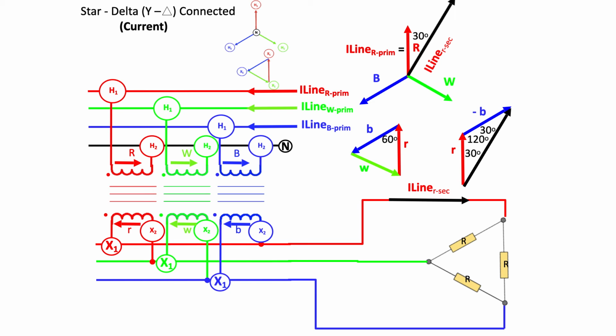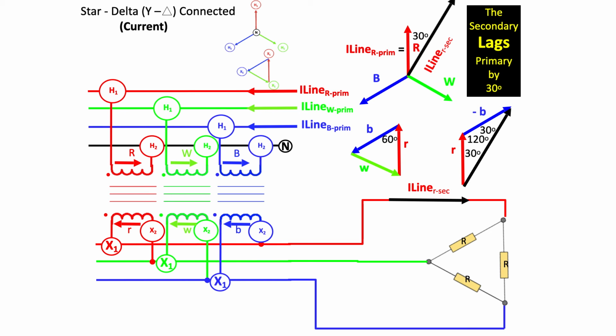However, we can go through the same exercise for the white phase and the blue phase, and we'll come up with the same thing, that the line currents of the secondary lag the line currents of the primary by 30 degrees. And that is not necessarily too difficult to think about, because we already saw that the line-to-line voltages lag the primary line-to-line voltages or phase-to-phase voltages by 30 degrees, and we just added a resistance load, so the current should be lagging by 30 degrees as well.